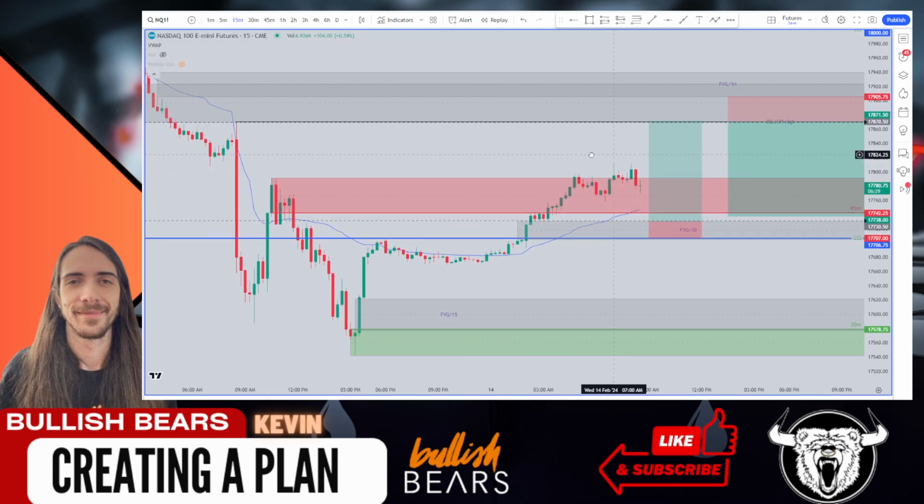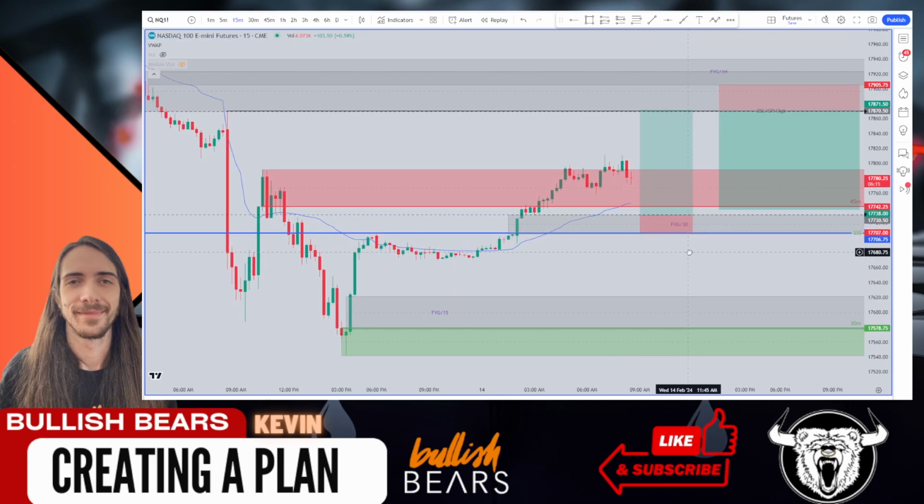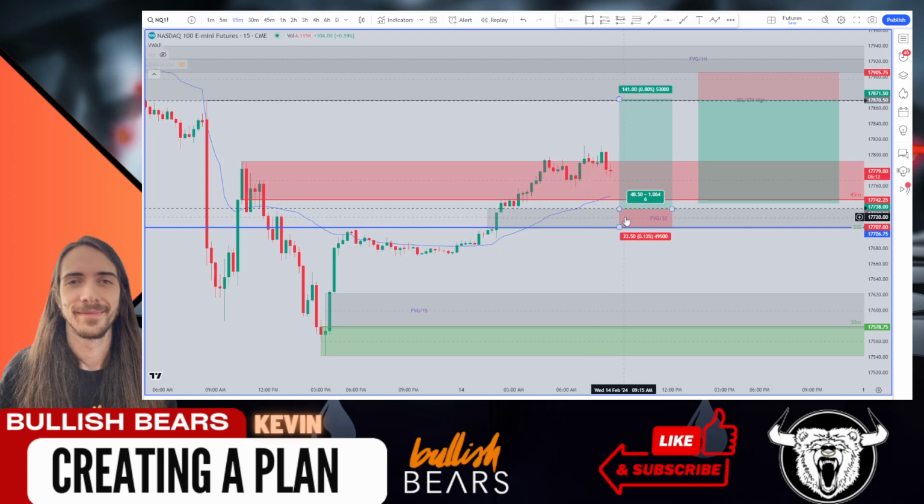So the couple setups I'm looking for on the NASDAQ today, we are looking for this long position off the 30-minute fair value gap to the upside around 17,738. 17,730, I should say, is the entry on that. Stop 17,706. I will say, again, be careful on this trade.